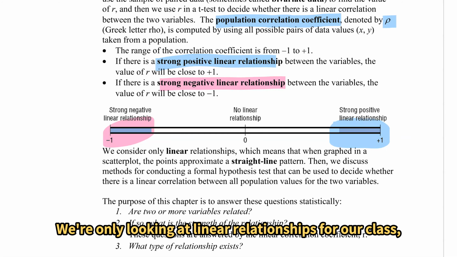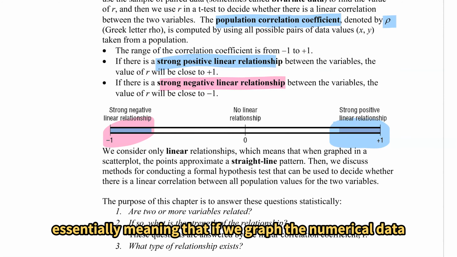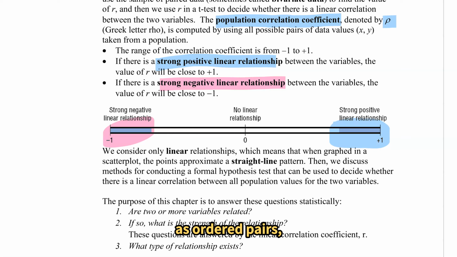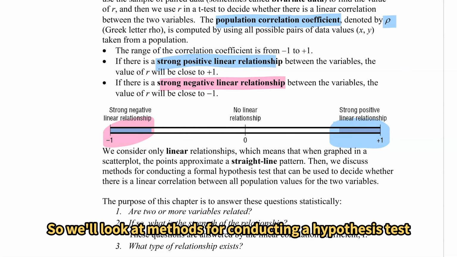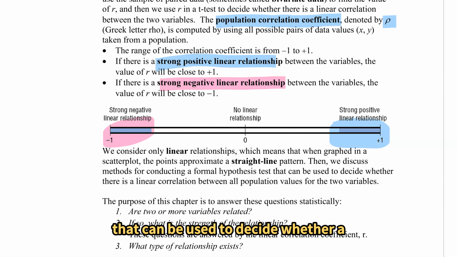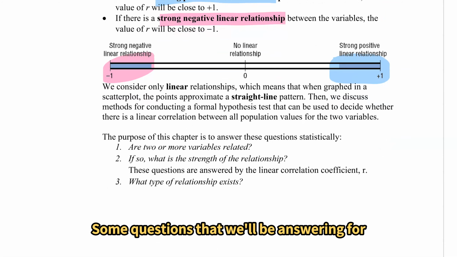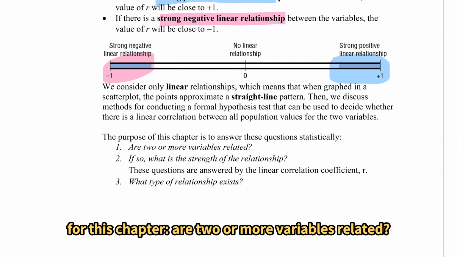We're only looking at linear relationships for our class, essentially meaning that if we graph the numerical data as ordered pairs, we want to determine if they create, or if they approximate, a straight line pattern. So we'll look at methods for conducting a hypothesis test that can be used to decide whether a linear correlation exists. Some questions that we'll be answering for this chapter.